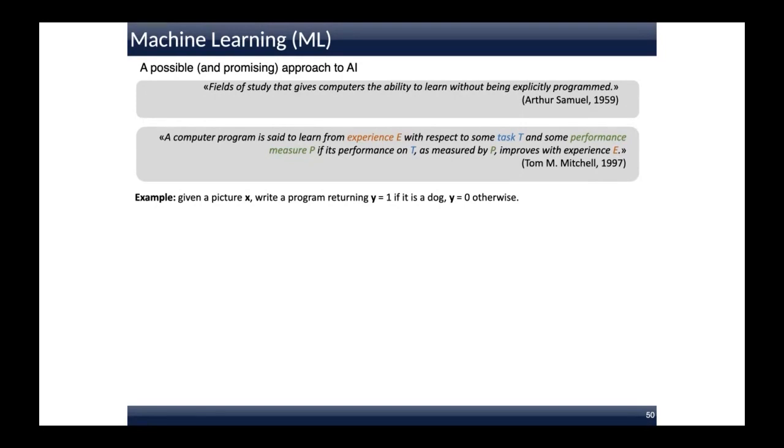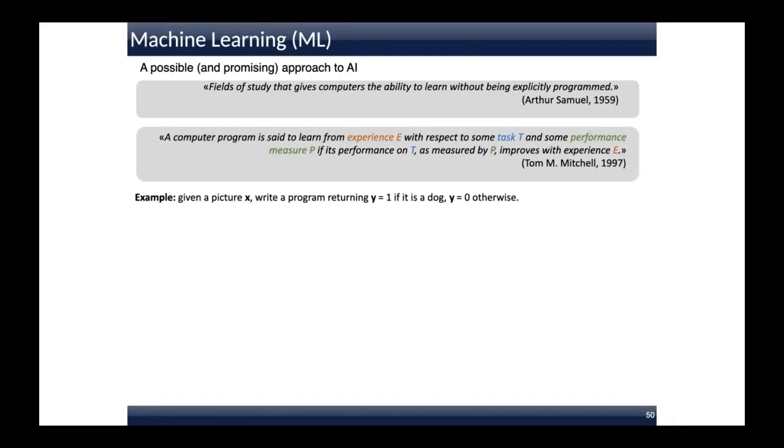Mitchell says that a computer program is said to learn from an experience E with respect to a specific task T and some performance measure P if its performance on the task T, measured by the performance measure P, improves with experience E. So you have the experience, the task, the performance measure, and you have to mix all those things together.